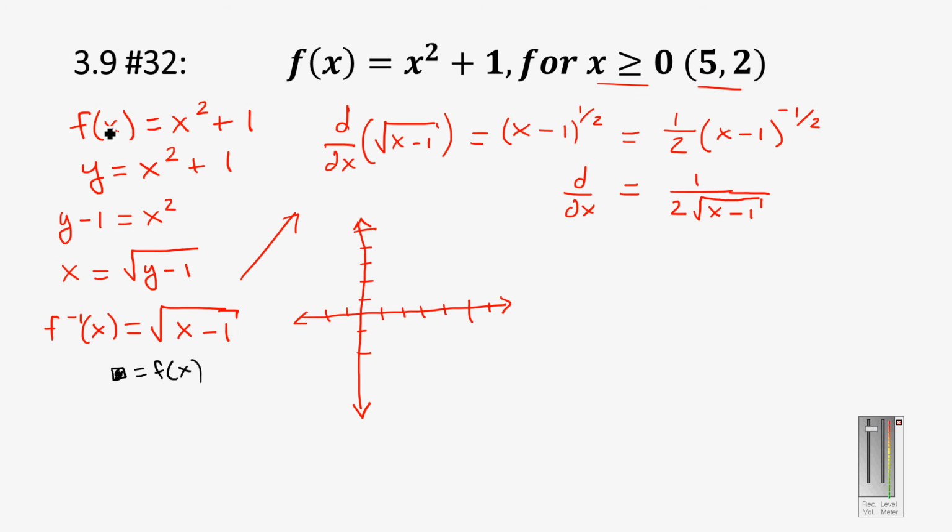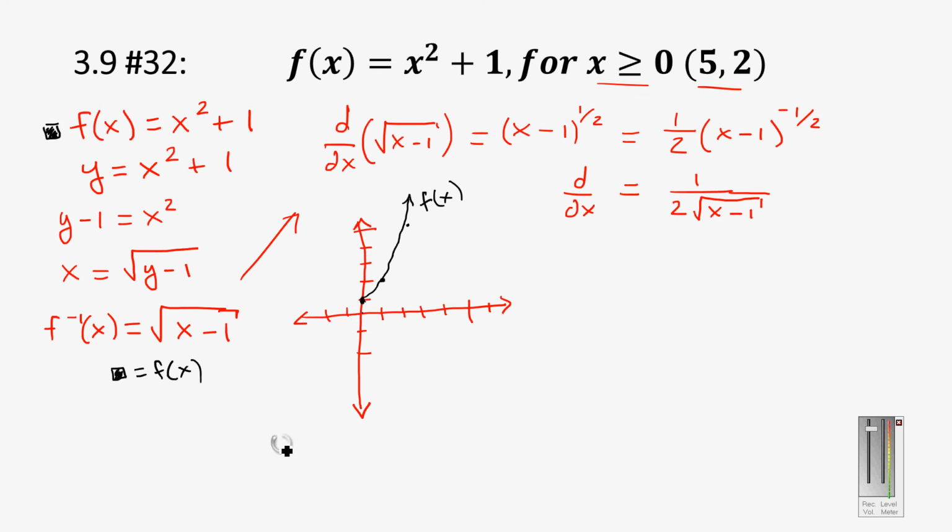So f of x goes back up to here then, so we can kind of talk about what that is. If x is 0, or right here, 0 plus 1 is 1, so I'm right there. And if x is 1, 1 squared is 1, plus 1 is 2. So it's right here. And at 2, 2 squared is 4, plus 1 is 5. So you can see what this guy is kind of doing here. Hopefully you can see that. It's kind of a half of a parabola here. Okay, that's our f of x.